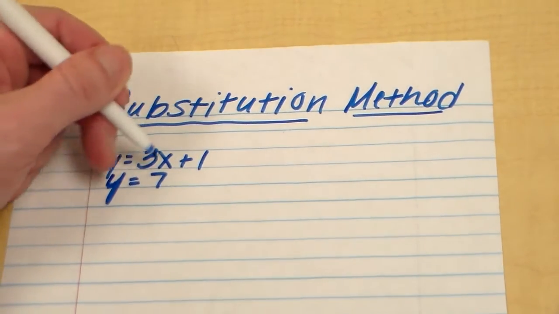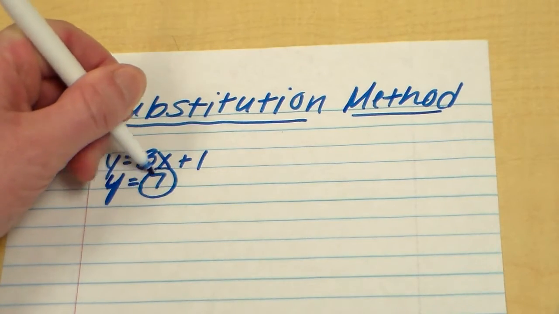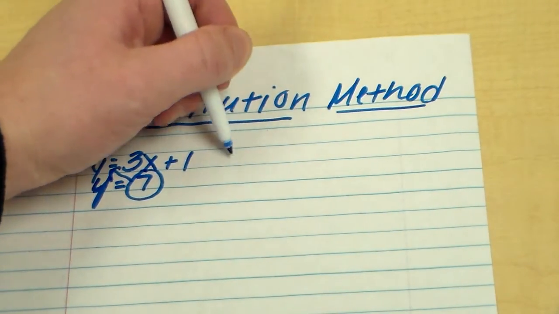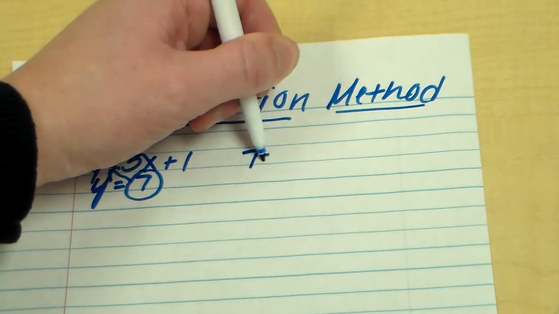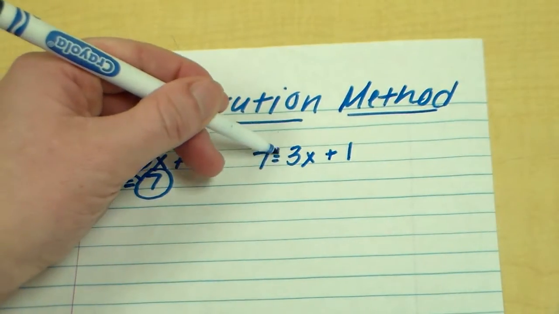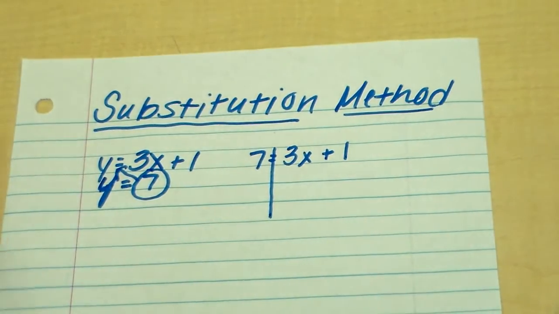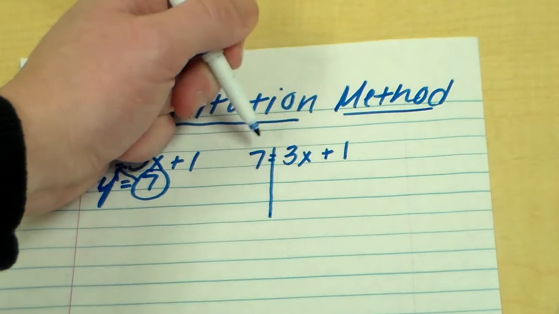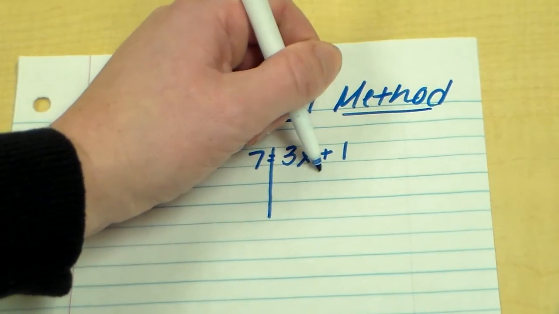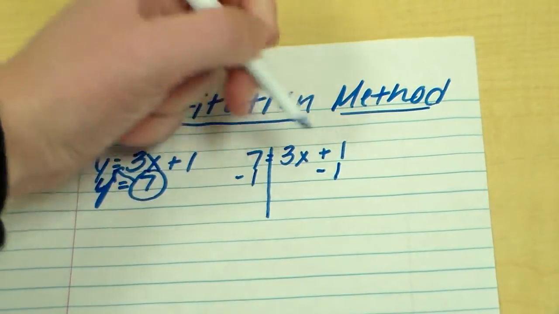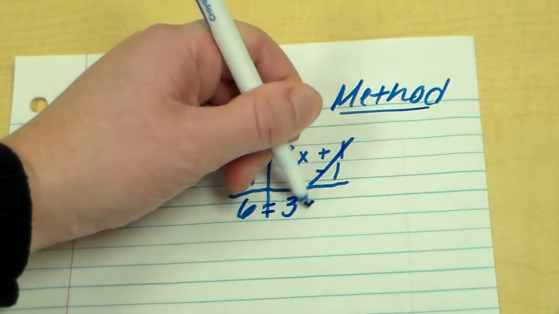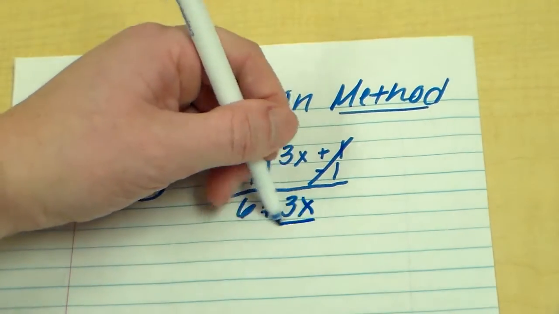So if I see y equals 7, simple substitution, whatever y is gets placed into the other equation for y. So I would have 7 equals 3x plus 1. And I'm solving for x because that's my variable that's in here now. Just one variable left, that's what we want. Easy, two-step to solve. Get rid of the addition by subtracting. I'm left with 6 equals 3x. And final step, divide by 3.